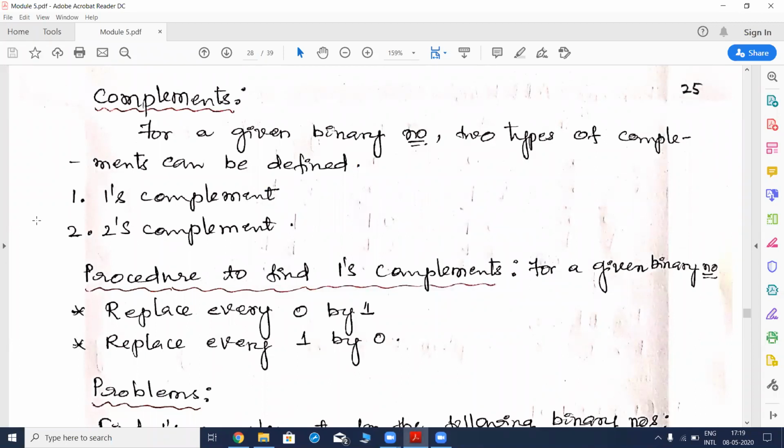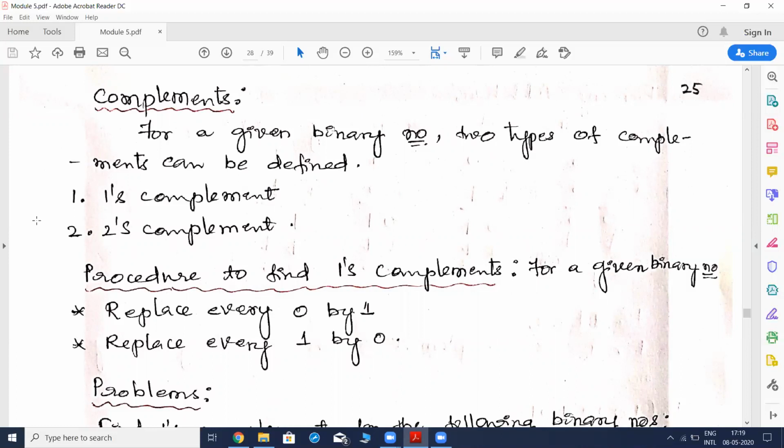Hello students, now we are going to discuss complements in this session. For a given binary number, we can describe two types of complements: ones complement and twos complement. We must know the procedure to perform both, that means we need to find out the ones as well as the twos complement. First, let us see the procedure to find ones complement.